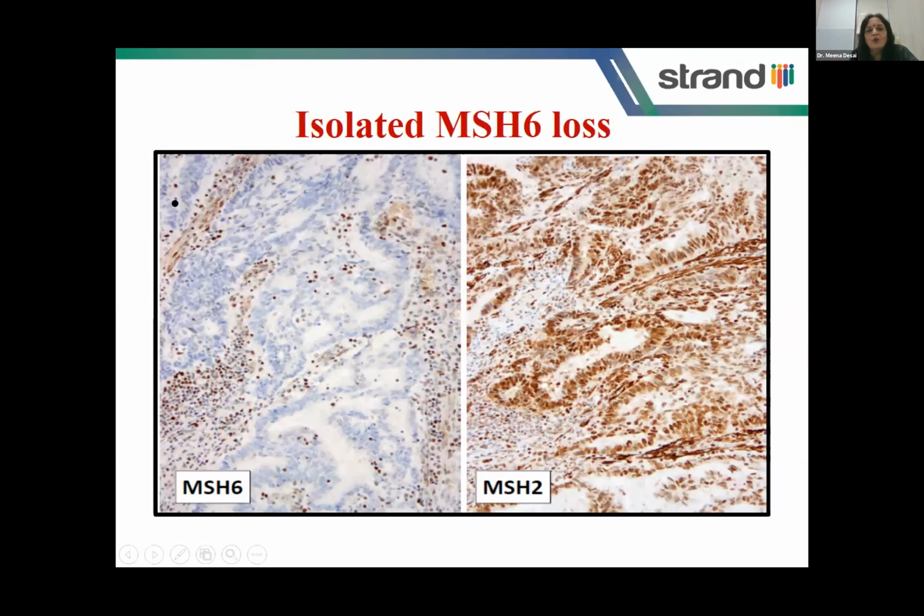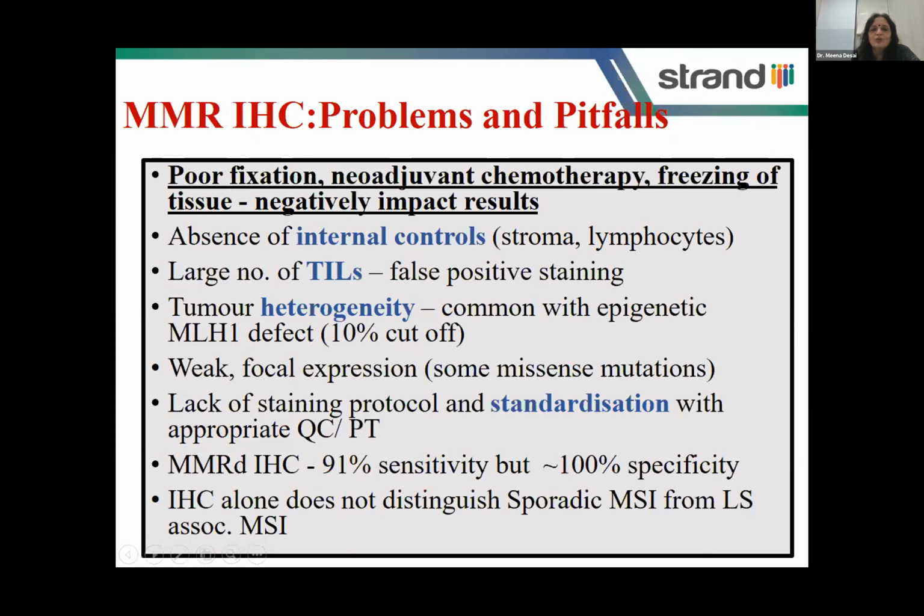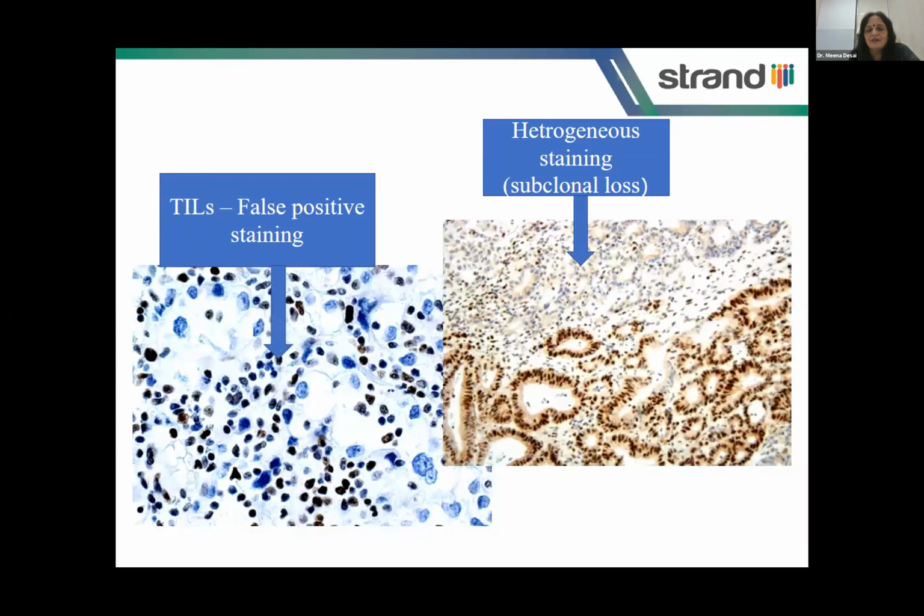So what are the pitfalls? I must tell you that neoadjuvant chemotherapy can give fallacious readings on IHC, and so can poor fixation, as well as freezing the tissue for frozen section. There are other factors like internal controls being absent. And the main thing is that it has 91% sensitivity.